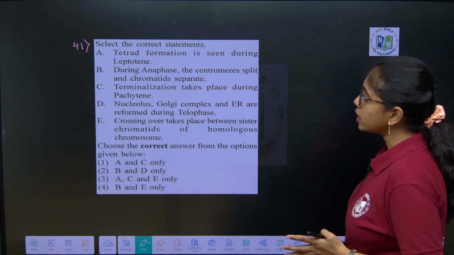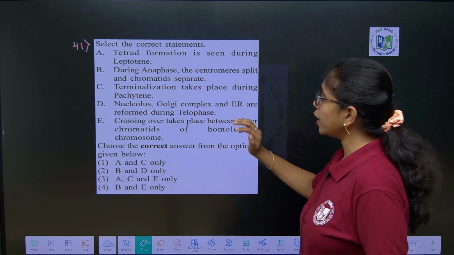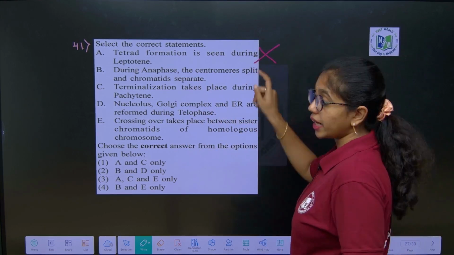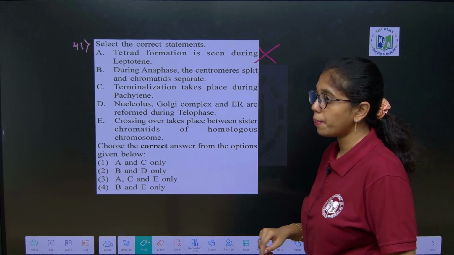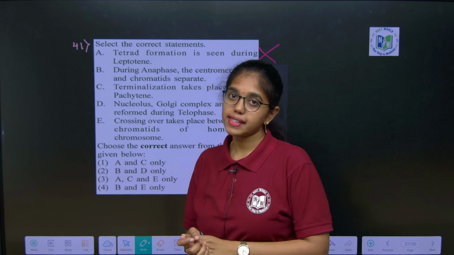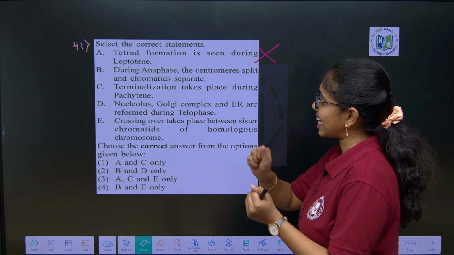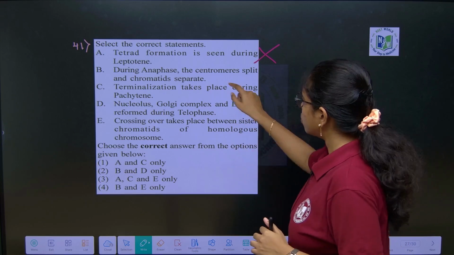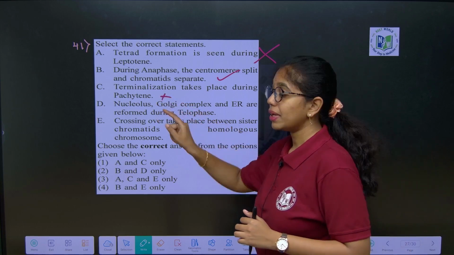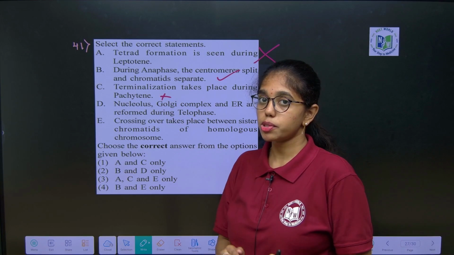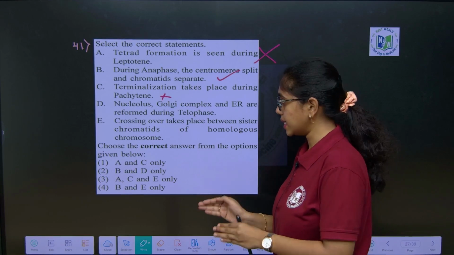Next, again this is from the cell cycle and cell division chapter. Tetrad formation is seen during leptotene. Wrong. Tetrad or bivalent or homologous chromosomes or synaptonemal complex formation, all this you can see in zygotene. During anaphase, the centromeres split and chromatids will separate. Yes, true. Next, terminalization takes place during packaging. Wrong. Terminalization of synaptonemal complex takes place in diplotene. Terminalization of chiasmata takes place in diakinesis.